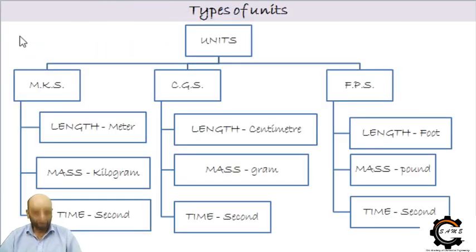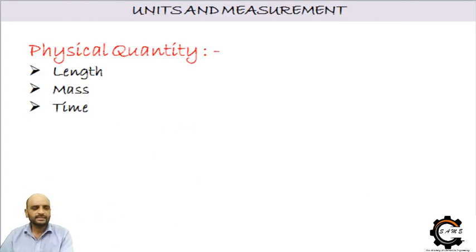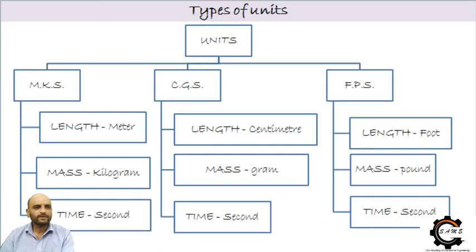Now there are many types of units. Units may be of MKS, CGS or FPS. These are the three systems into which the units are classified. In MKS, length, mass and time are the units we have just seen. So in the types of units, it is MKS, CGS, FPS.